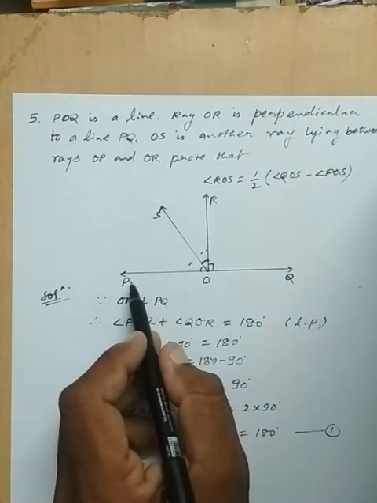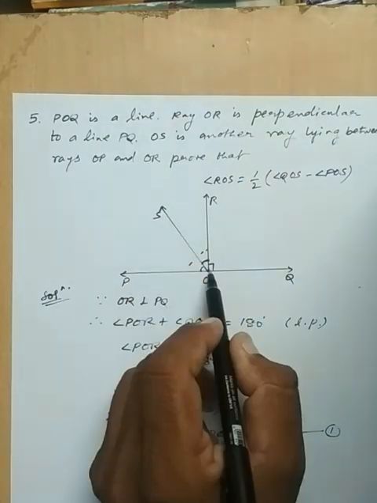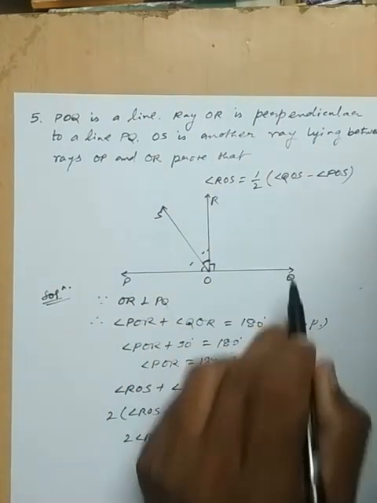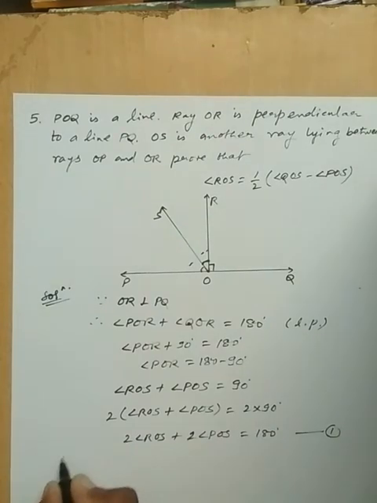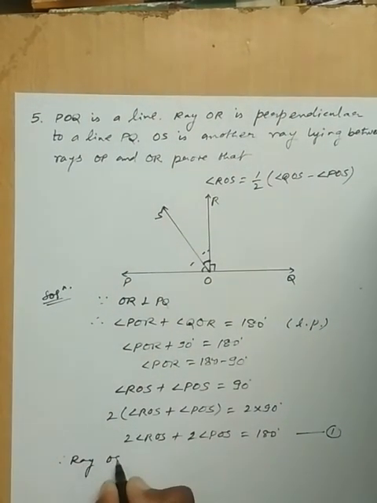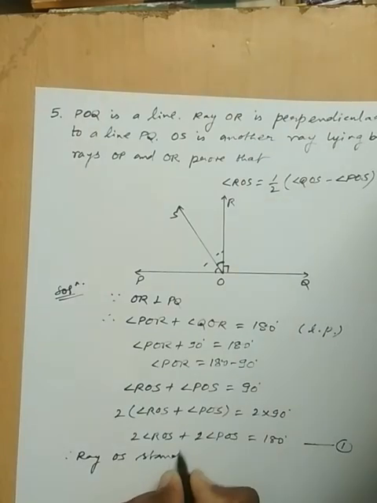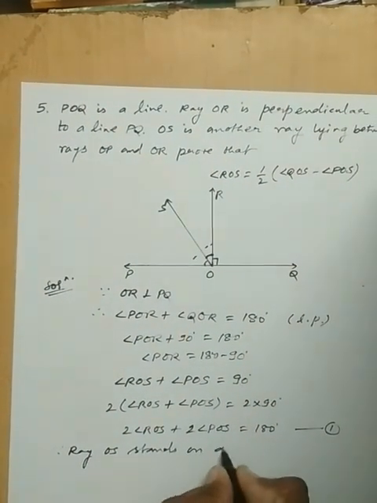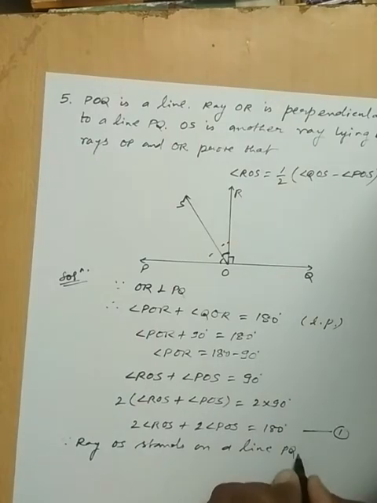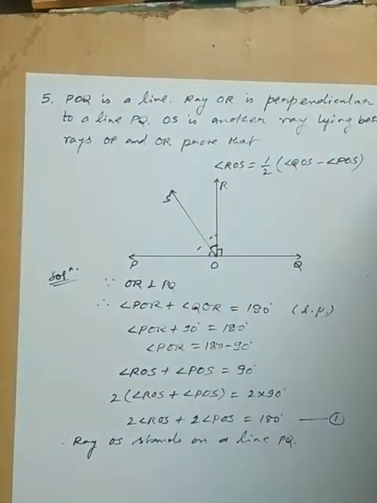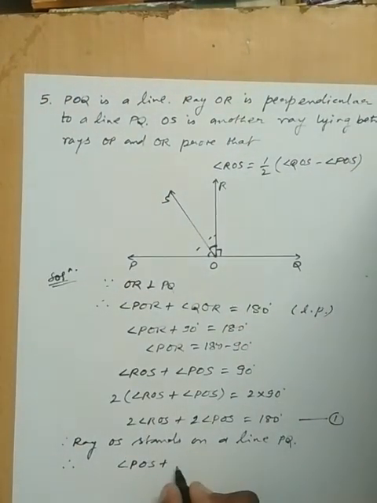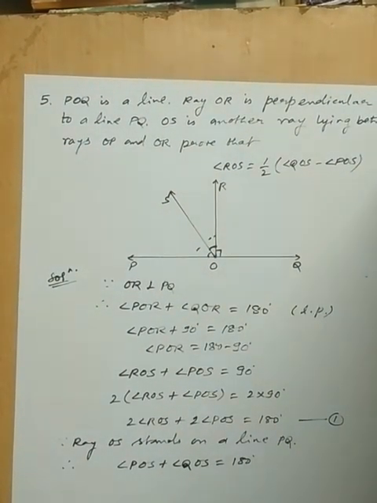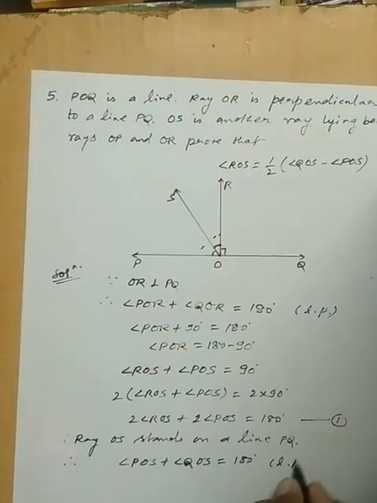So here ray OS is another ray standing on line PQ. Now ray OS stands on line PQ. Therefore POS plus QOS equals 180 degrees. Its reason is linear pair.